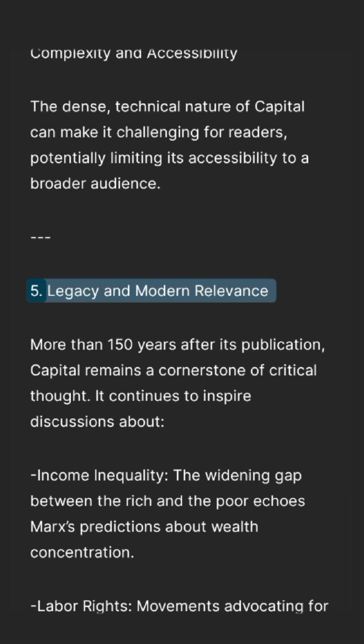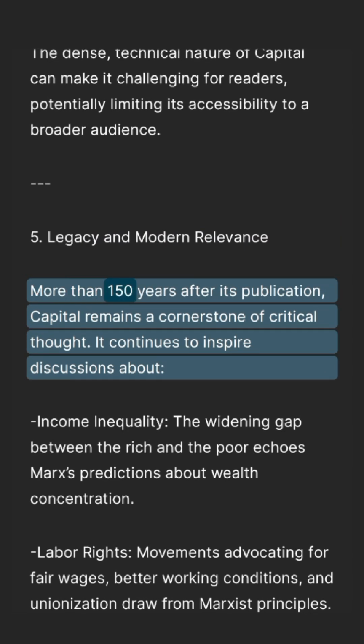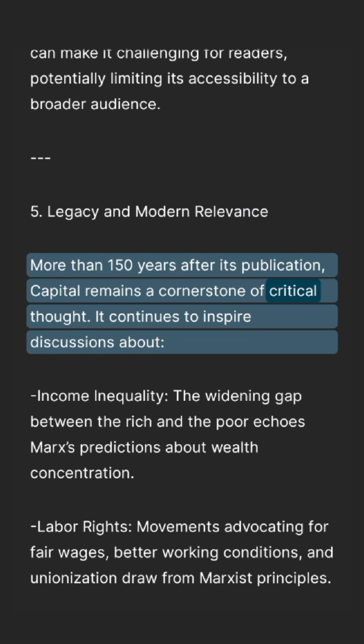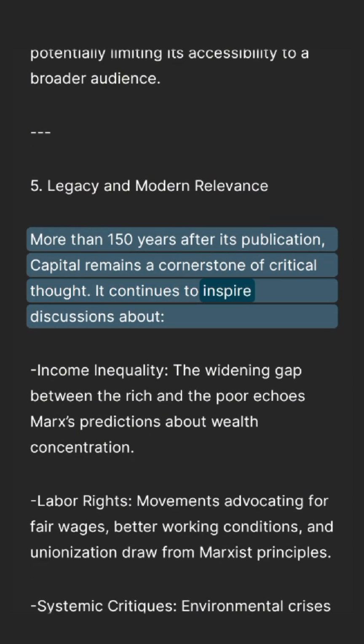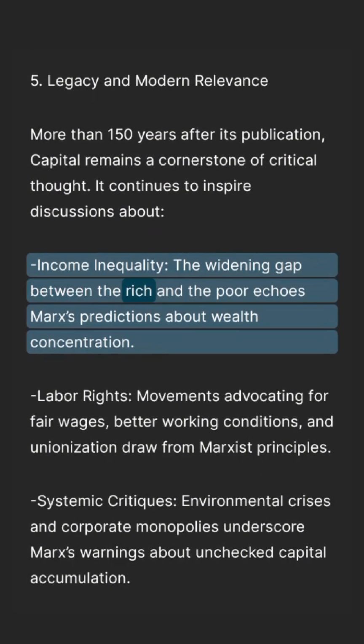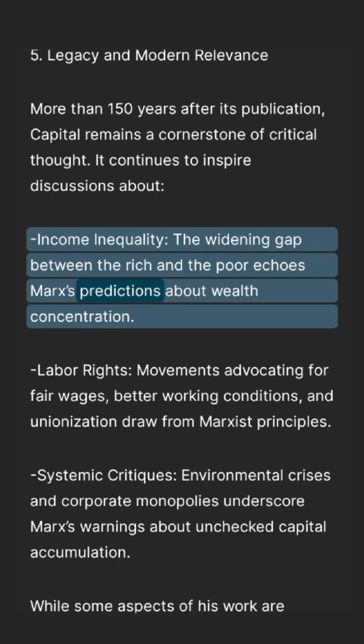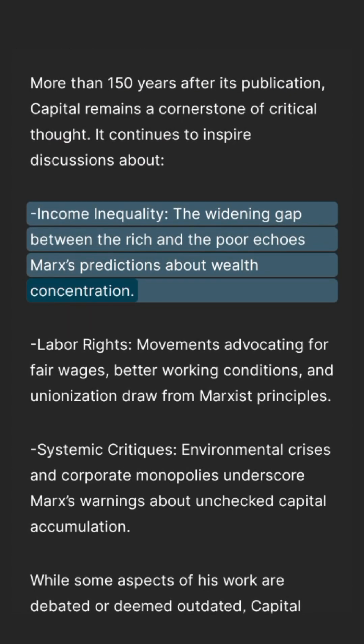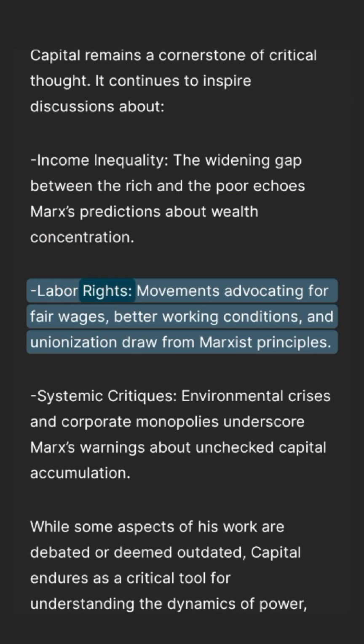5. Legacy and modern relevance. More than 150 years after its publication, Capital remains a cornerstone of critical thought. It continues to inspire discussions about income inequality. The widening gap between the rich and the poor echoes Marx's predictions about wealth concentration.